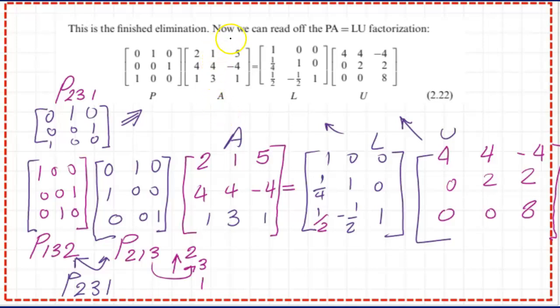This is the finished elimination as done by the author. This is the L and the U as we have estimated. And this is a combined P matrix, which is B231. As an indication, this is the author. He said this is the final permutation matrix: 0, 1, 0, 0, 0, 1, 1, 0, 0. But we have estimated it as B132 by B213. This will give us the same solution as B231. And our estimated L and U match the author's solution.